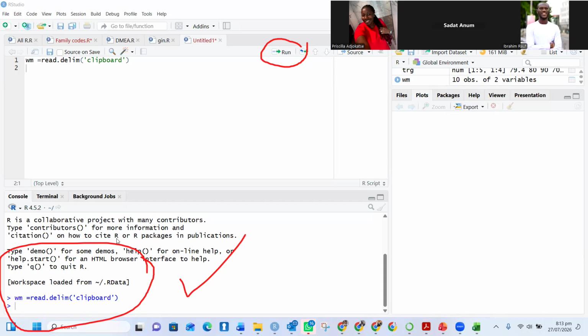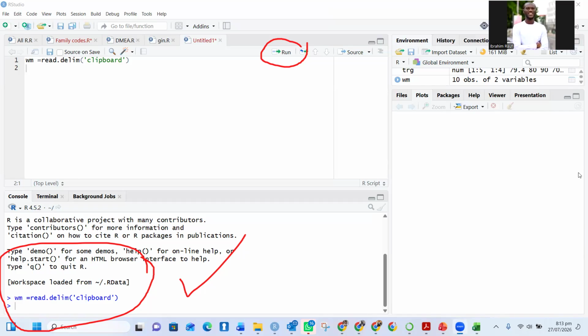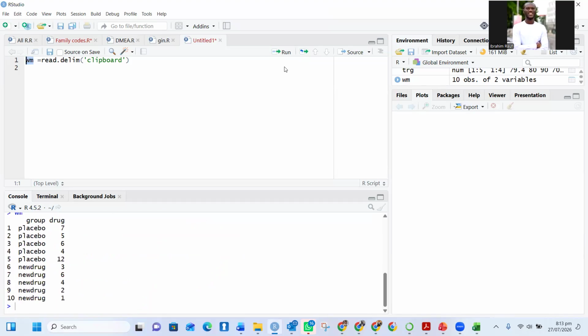Now, for those of you who have done it, if you want to be sure that the data is truly loaded, all you have to do is highlight the WM and run it. Run only the WM. When I say run it, I mean on the top here, you see Run. Then you click Run. You see the data showing down there now, and that means that the data is loaded.